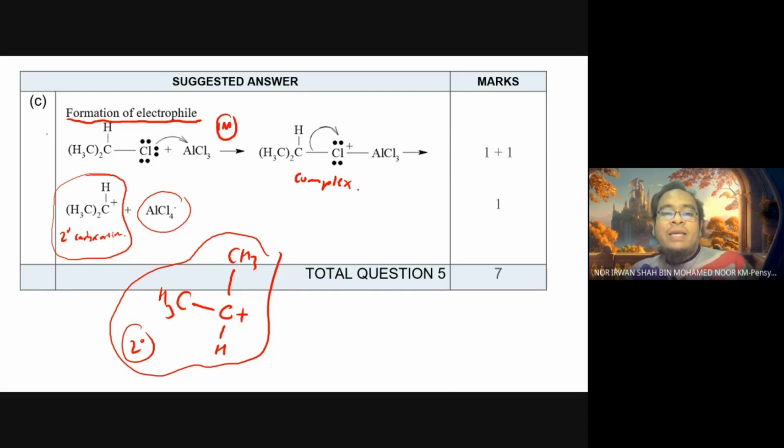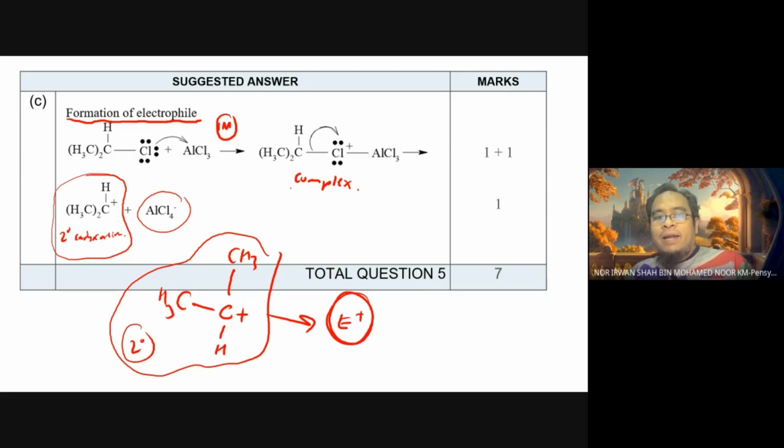Jadi maksudnya inilah dia carbocation yang akan digunakan sebagai electrophile yang akan gantikan H dekat gelang benzin. Okey, dan akhirnya dia akan membawa kepada product formation lah, which is isopropyl benzene. Jadi guys, inilah dia mekanisme untuk first step ataupun formation of electrophile in this mechanism of Friedel-Crafts alkylation of benzene, menggunakan isopropyl chloride.